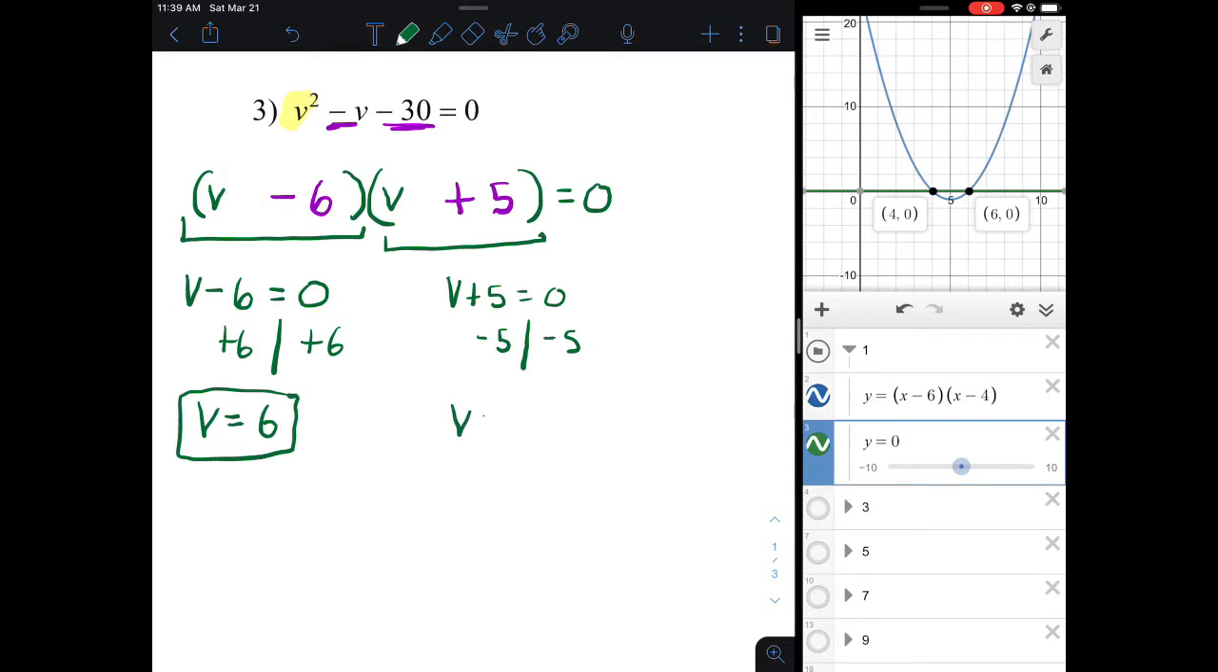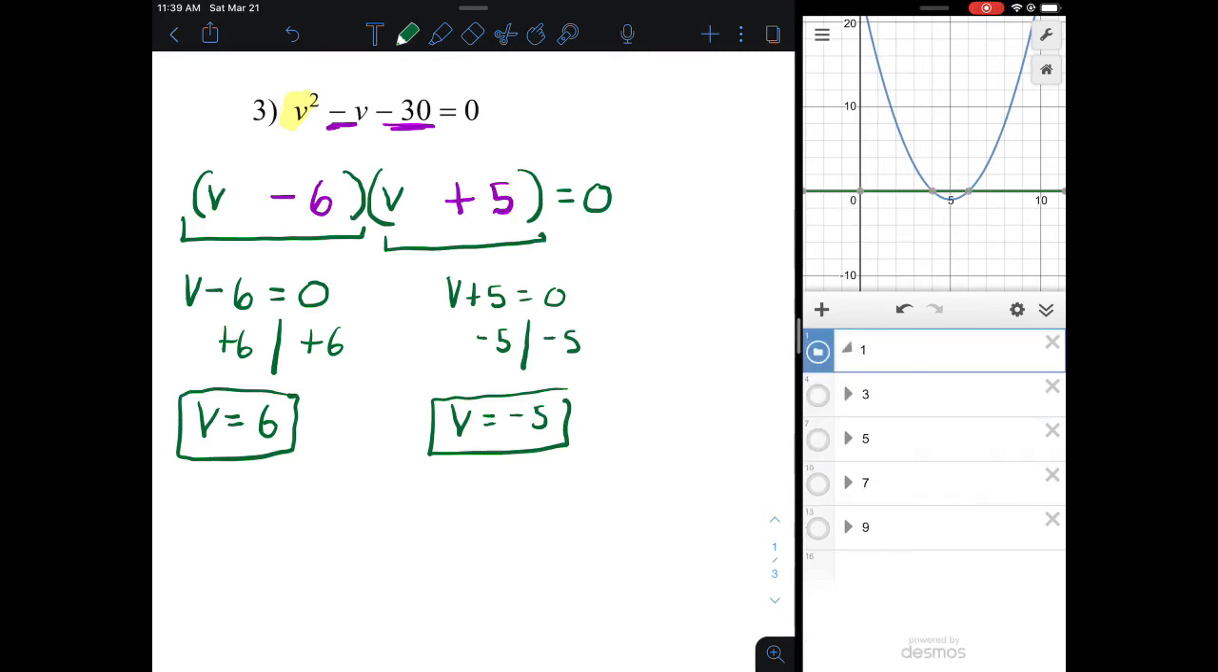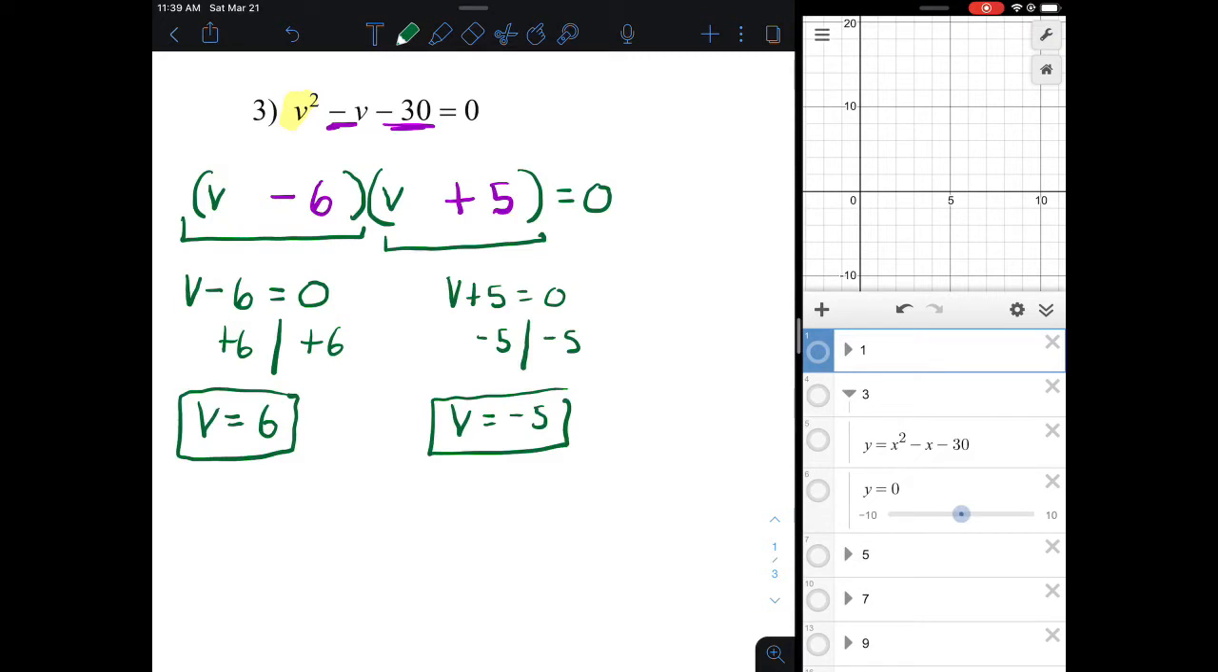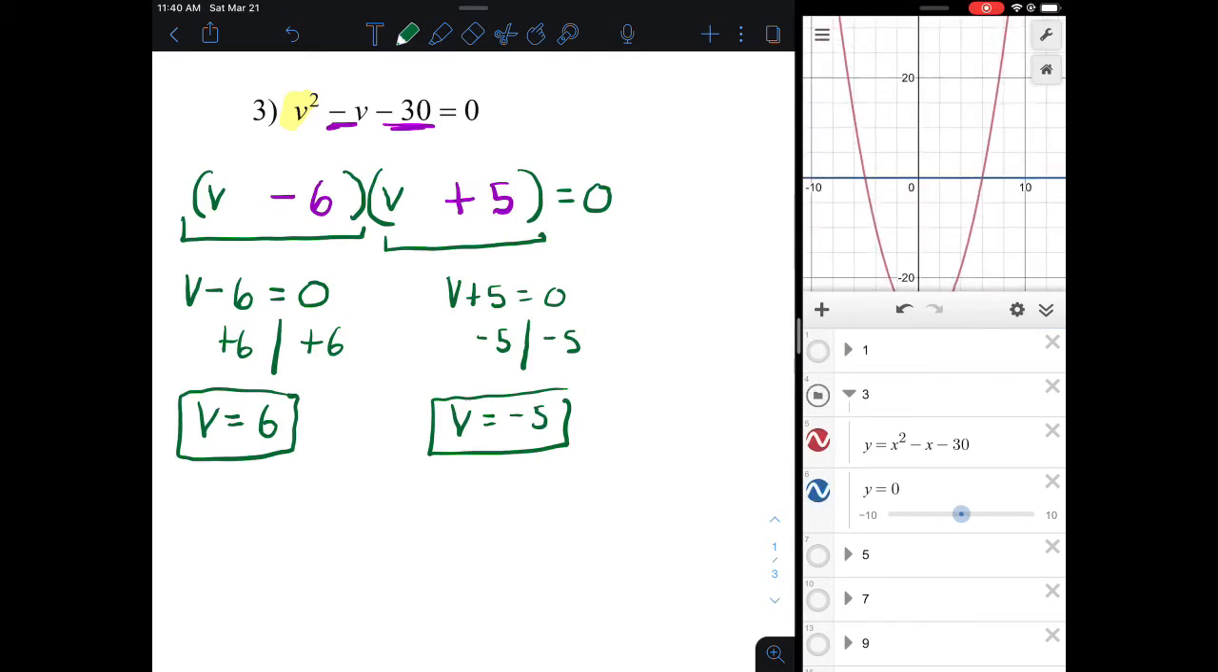So if v was equal to negative 5, it would also make the entire problem equal 0. And so let's look at this on Desmos here. So we'll graph number 3. So y equals the left-hand side, and y equals the right, which in this case is y equals 0. So I'm looking for the zeros of this quadratic expression, which is a fancy way of saying where does it cross the x-axis. And so I graph, I'm going to have to change my zoom here.